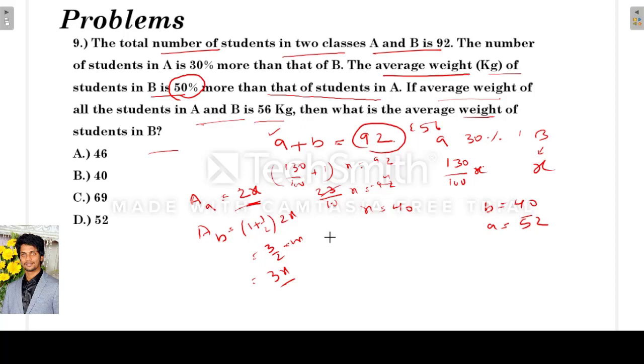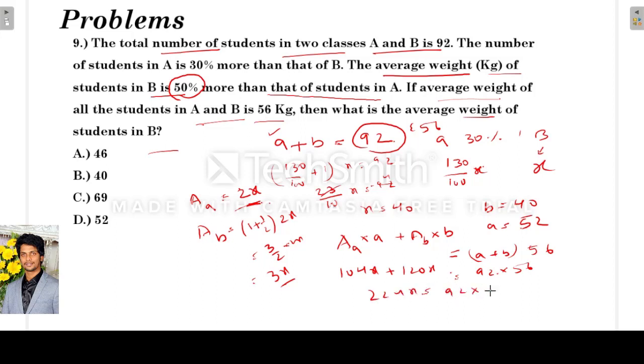So the equation will be like this: average of A into number of students in A plus average of B into number of students in B is equal to A plus B into total average, which is 56, right? From this we can say that A is 2x into 52, so 104x, plus B is 3x into 40, so 120x. A plus B is 92, so 92 into 56. So this is 224x is equal to 92 into 56, right?